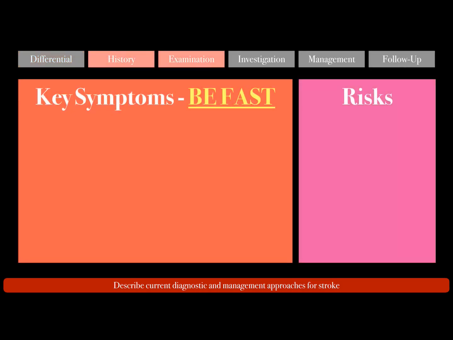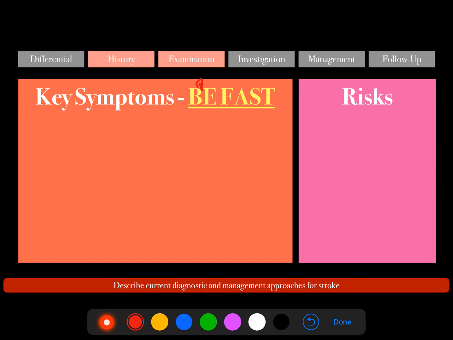History and examine the patient. So we'll use the mnemonic BEFAST. Whoops, I thought I had the laser pointer on. BEFAST. So remember the FAST screen that Public Health England did a few years ago: face, arm, speech, time. If you add B and E to the start of it, you get all of the questions for a focused history of the stroke patient that you need to specifically ask.